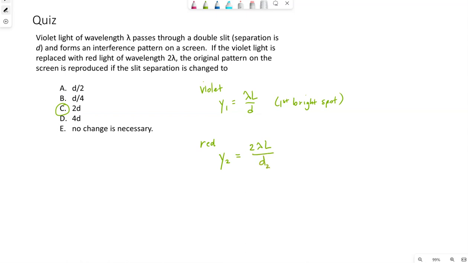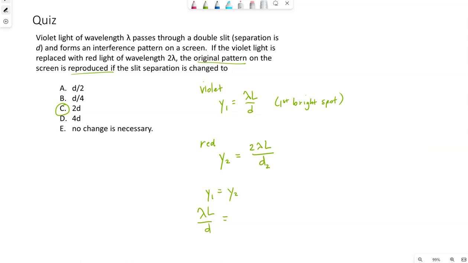I'm going to call this a D2. If we used the same size of slit, D, then y2 would be double because the wavelength is double according to this question. Here, though, we want to reproduce the original pattern. So we want y1 to equal y2.